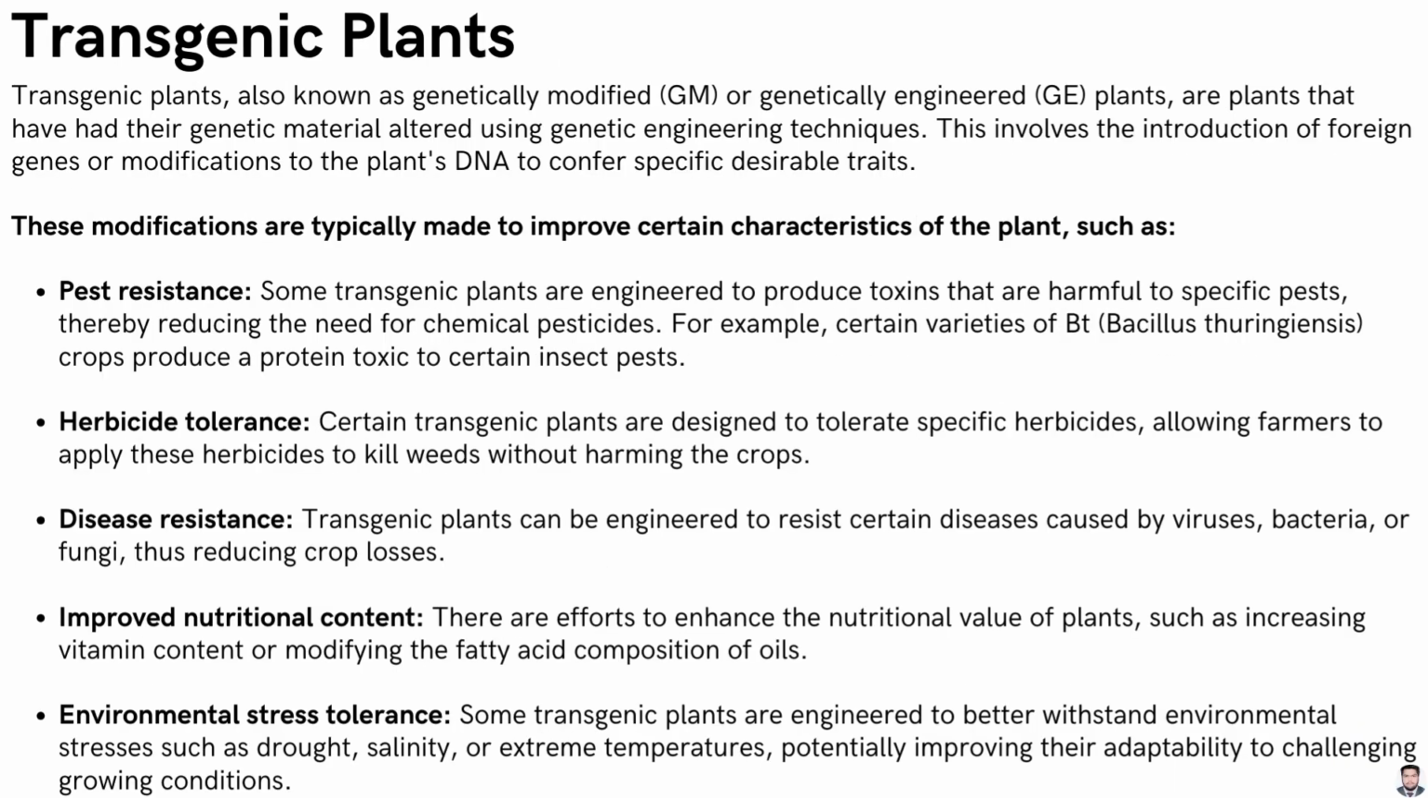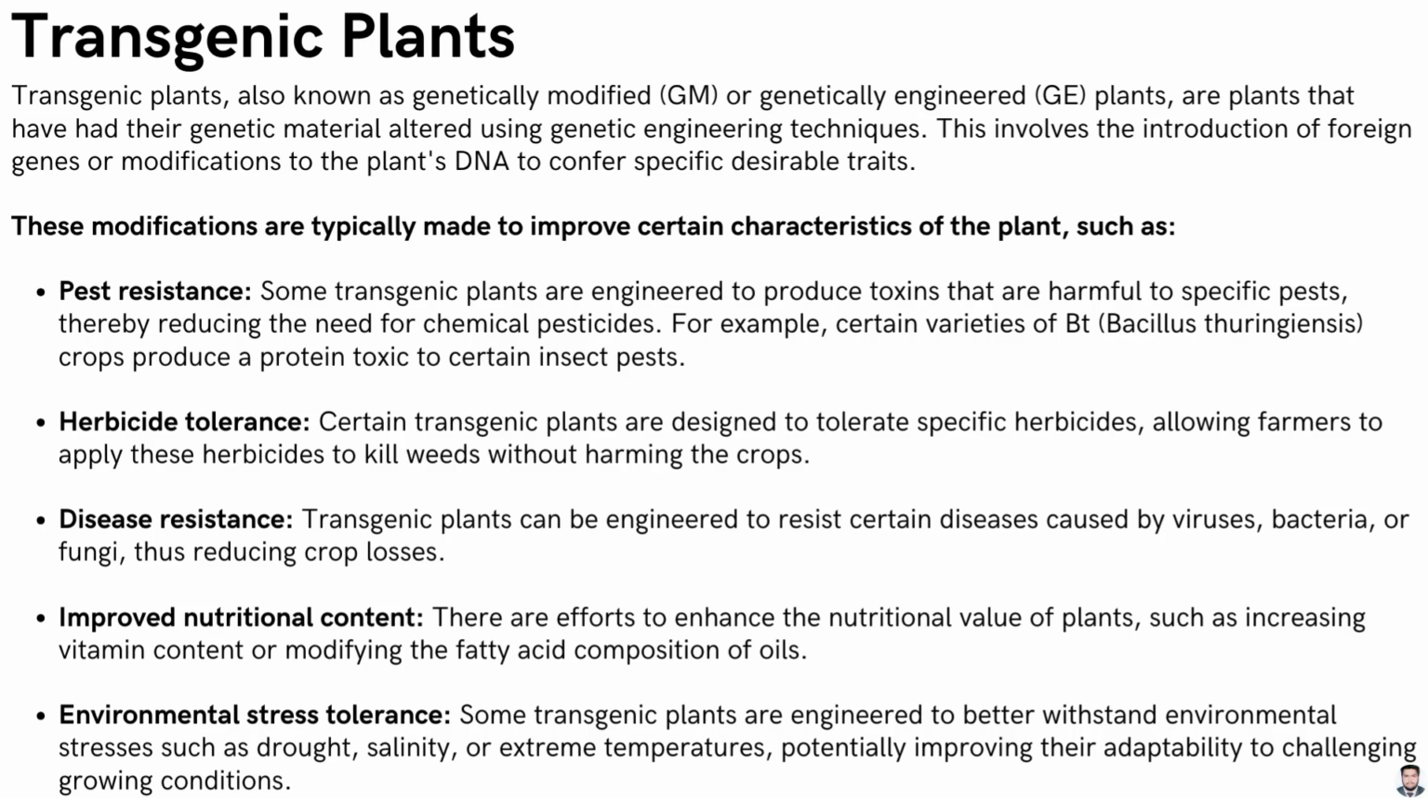Transgenic plants. Transgenic plants, also known as genetically modified GM or genetically engineered GE plants, are plants that have had their genetic material altered using genetic engineering techniques. This involves the introduction of foreign genes or modifications to the plant's DNA to confer specific desirable traits. These modifications are typically made to improve certain characteristics of the plant, such as pest resistance.